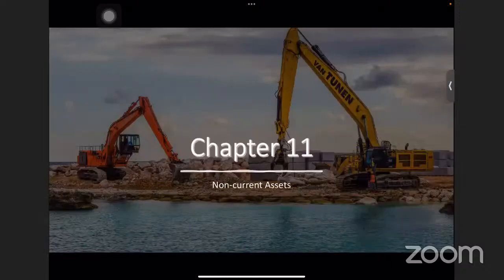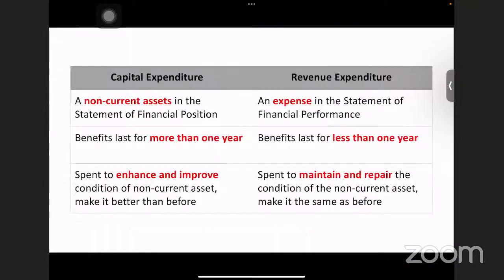Okay, so next up, we will be touching on non-current assets. Take note that the latter part of non-current assets, the sale of non-current assets, will be for O levels only. So first of all, in this chapter, we need to identify the difference between capital expenditure and revenue expenditure. Capital expenditure is an NCA, revenue expenditure is an expense. Capital expenditure, the benefit will provide us for more than 1 year, but revenue expenditure, the benefit will be less than 1 year.